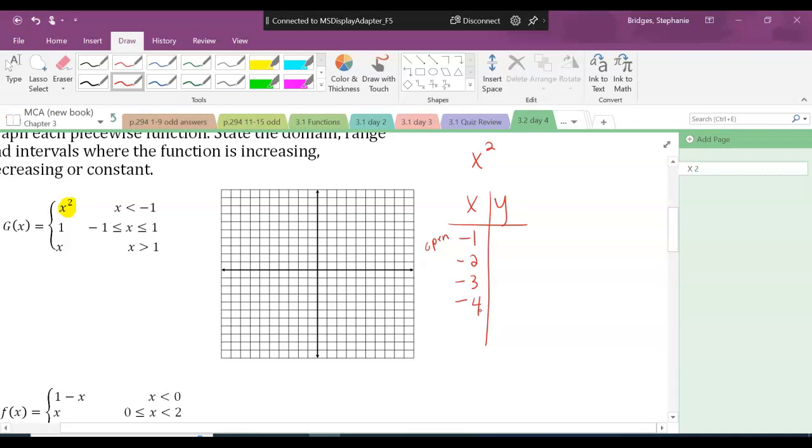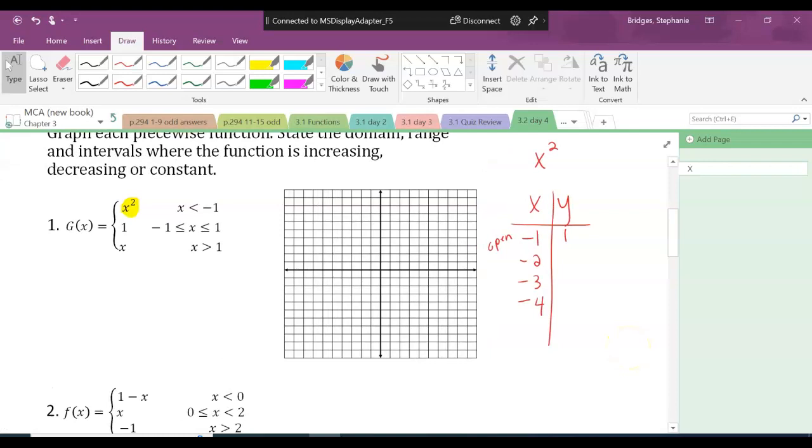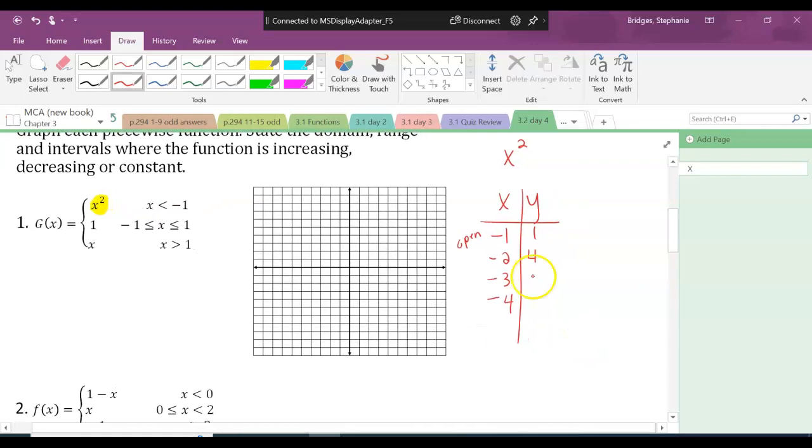So start with that x. If I plug in -1, what is -1 squared? 1, okay. If I plug in -2, what is -2 squared? Whoops, 4. If I plug in -3, that's going to be 9. And then if I plug in -4, that would be 16.